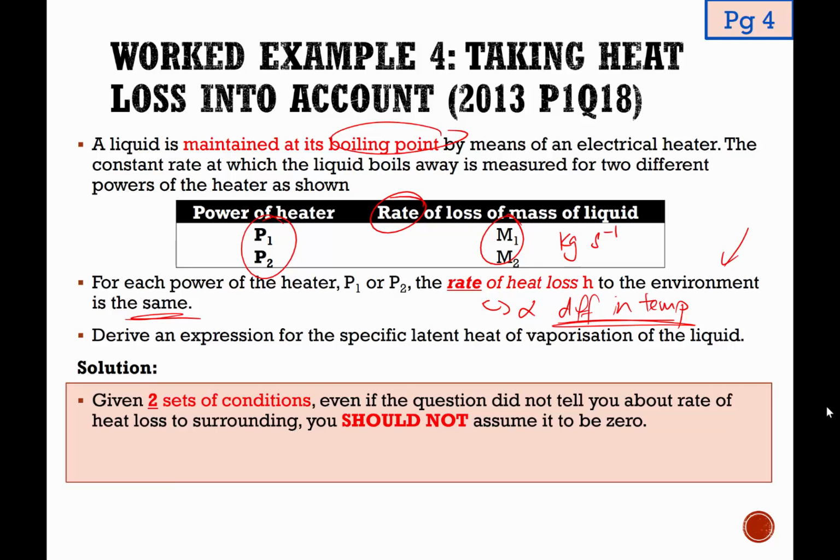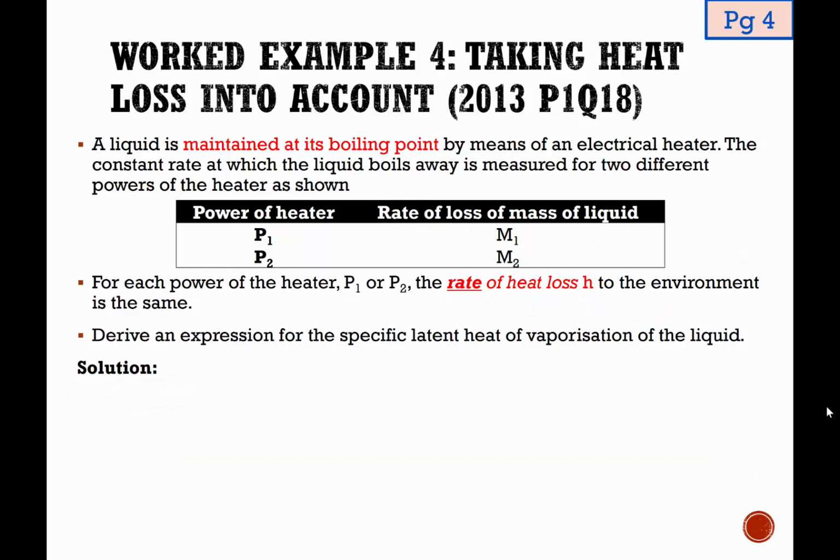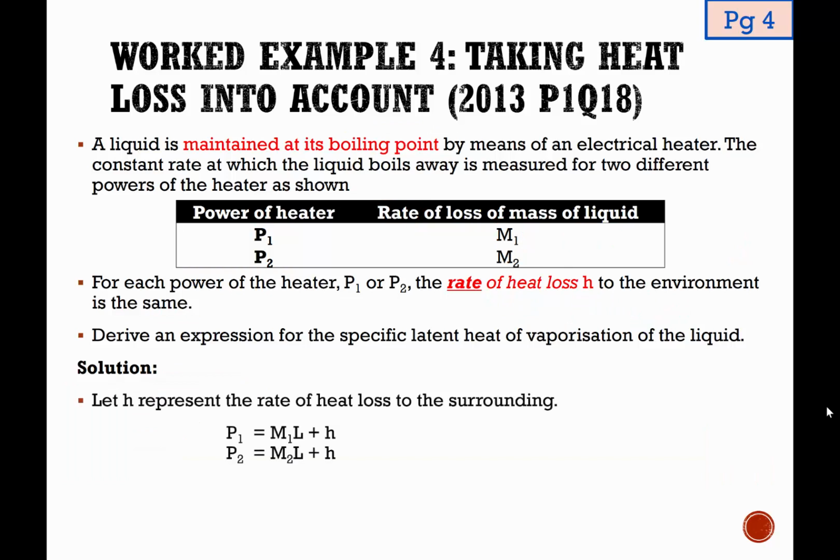you should never assume it to be zero because you're given two sets of conditions. What this means is you can manage to create two simultaneous equations and solve them accordingly. So there is no need to assume the rate of heat loss to the environment is zero. Whenever there are two sets of conditions given, you should never assume the rate of heat loss to the surrounding to be zero.